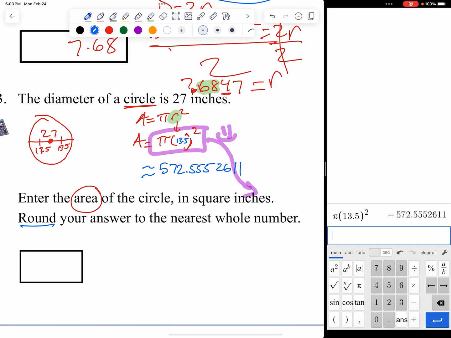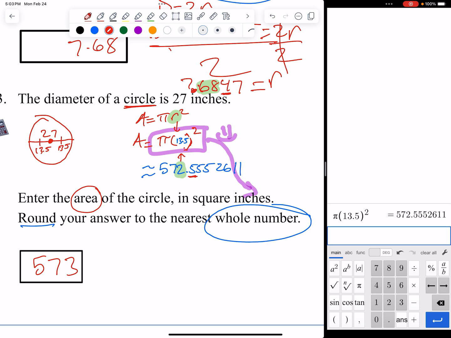What do they tell me to round to? They said round to the nearest whole number. Okay, no problem. I could do that. So if it's 572.55555, my nearest whole number is the 2. So I got to check the number after. What is it? It is a 5 or greater number. So that means I'm going to take the 572 and I'm going to round up. So that gives me 573.